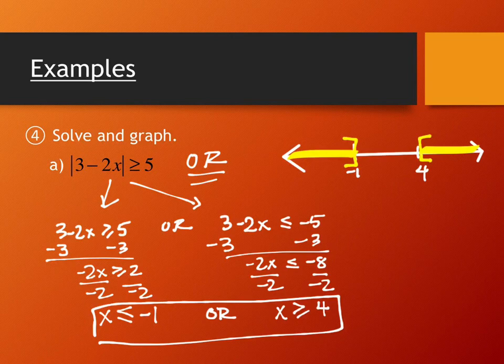And while it doesn't ask it, let's go ahead and write it just for your notes' sake. What does this interval look like? Well, it's negative infinity to negative 1, with a bracket on the negative 1, union, bracket on the 4 to infinity. Any questions on that one?